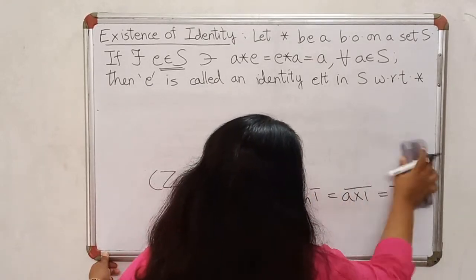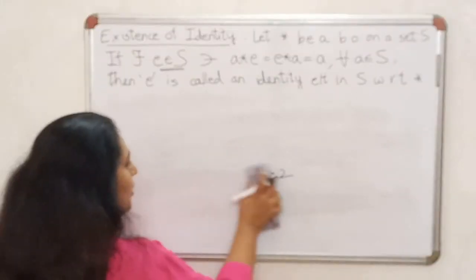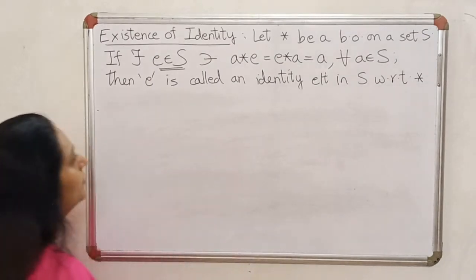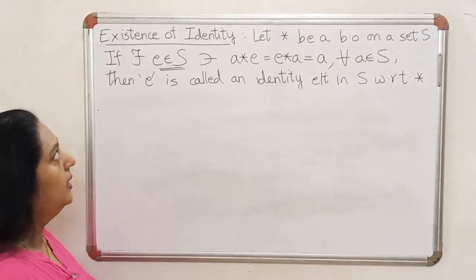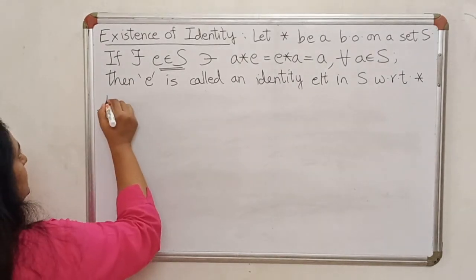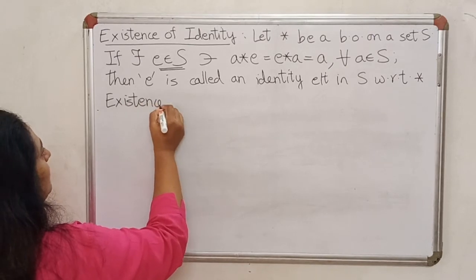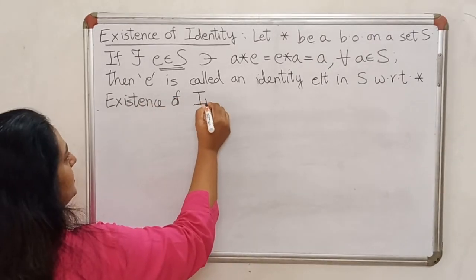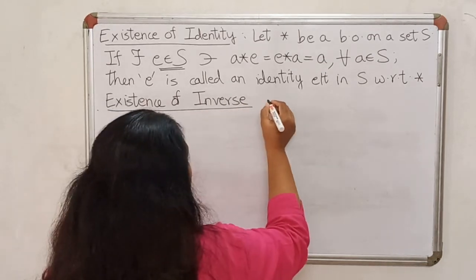So we have discussed identity for most of the examples that we have come across so far. For some of the non-standard examples, we'll wait a while. Let me introduce the next concept now. That is the existence of inverse.